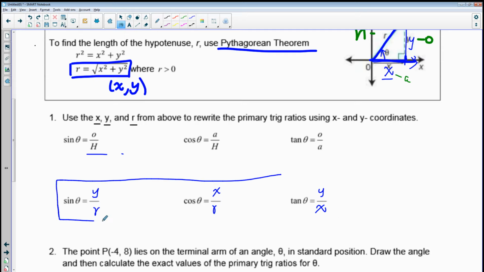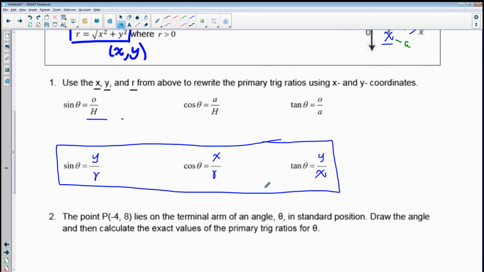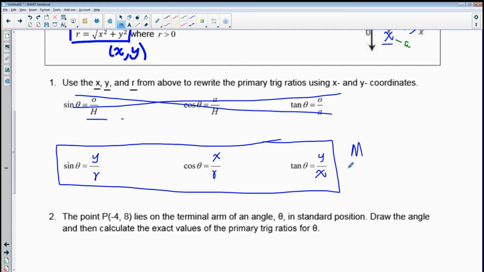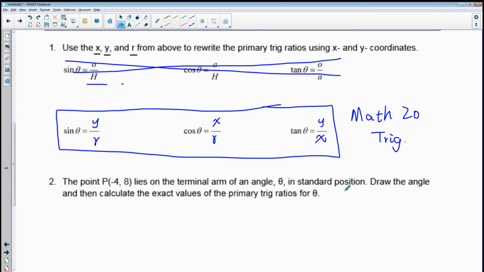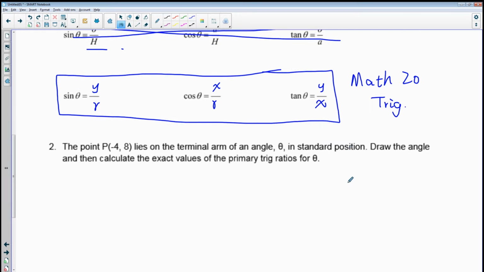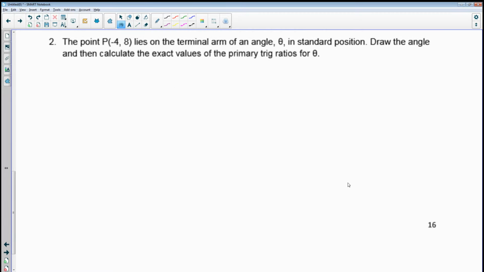This is the Math 20 definition, if you want. Okay, Math 20 definition of trigonometry. So we don't use the old one anymore. It's not wrong. This is a generalized version of that. We use the new, more general definition. It came from the old one from Math 10. It's not like the old one is wrong. It's just that this one is more expansive. So how can we use it?